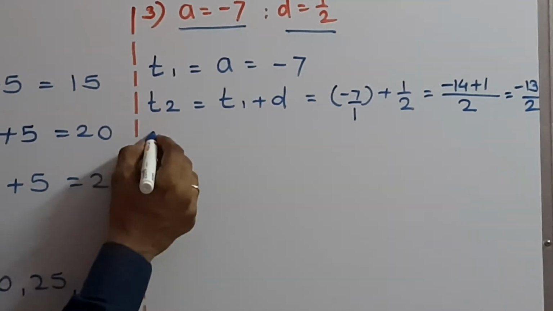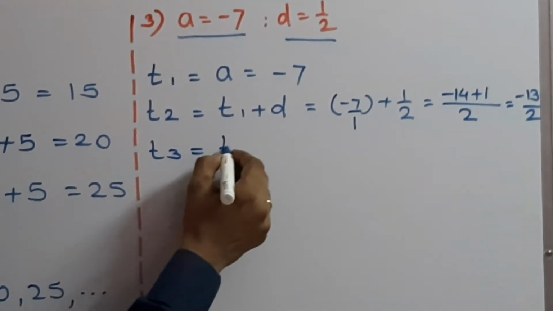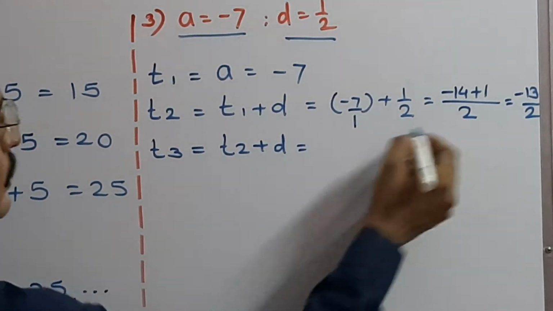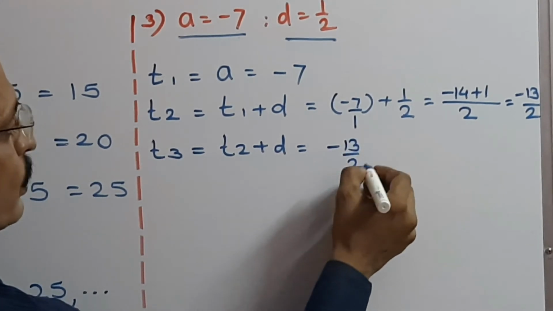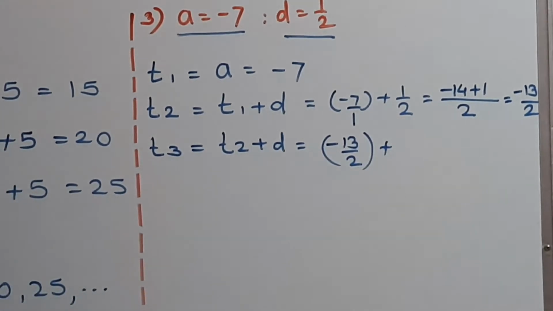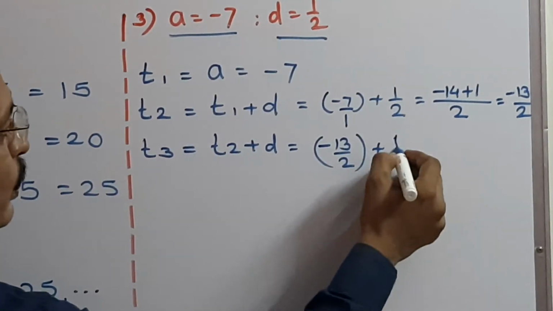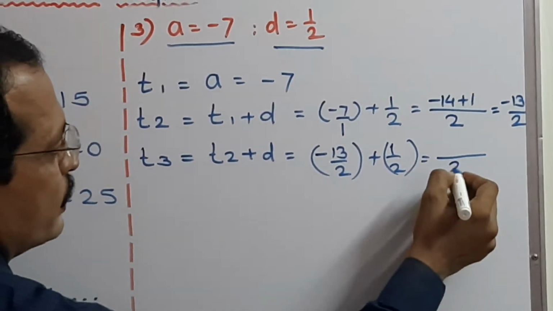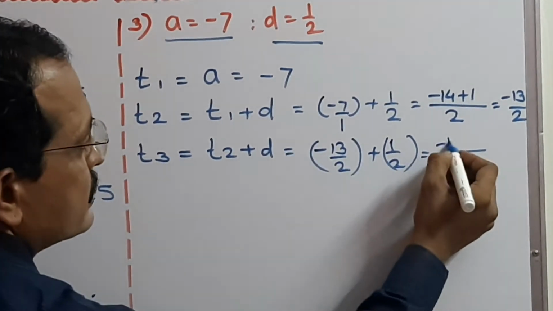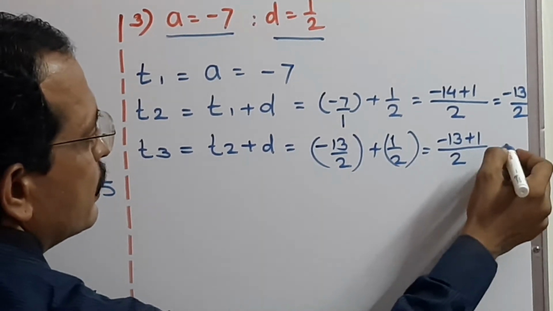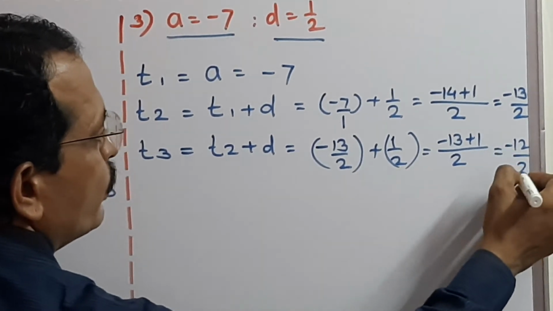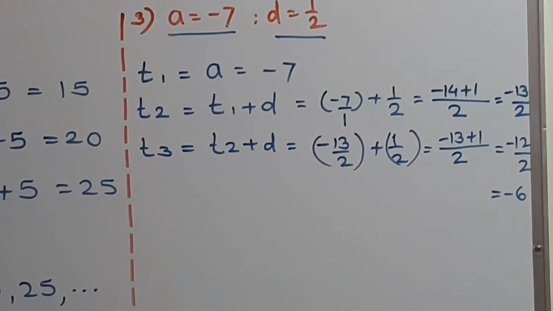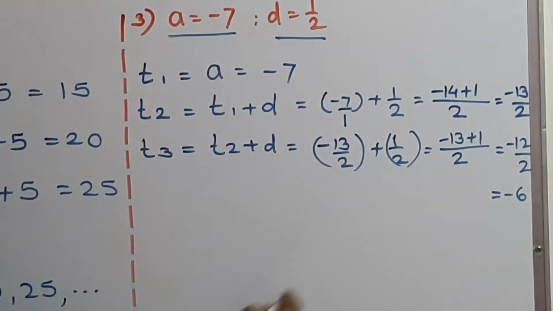Now see here T3 is equal to T2 plus D. Now T2 is minus 13 upon 2 plus common difference is 1 upon 2. Dear student, here the base is same, it is 2, then it is minus 13 plus 1, it is minus 12 upon 2, it is minus 6. If you write minus 12 upon 2, it is also okay. Or if you simplify this, it is minus 6.